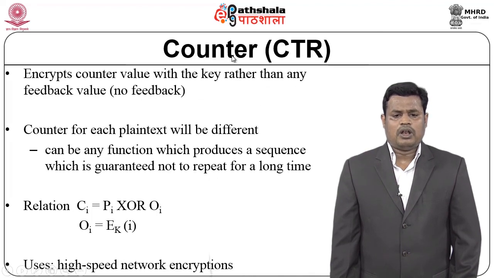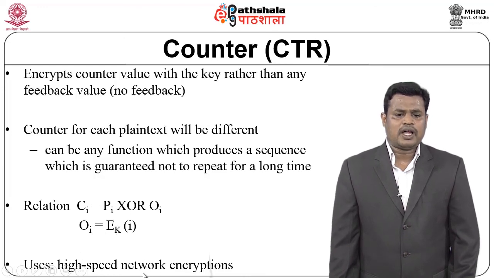The last mode of operation is counter, CTR, where the encrypted counter value with a key is used rather than feedback. We are not going to use any previous block's ciphertext or plaintext; we simply introduce the counter value. The counter for each block will be different; it can be any function which produces a sequence guaranteed not to repeat for a long time. The relationship is Ci = Pi XOR Oi, where Oi is Ek of i. It is mainly used in high speed network encryption, where we want to send more data at a higher data rate.